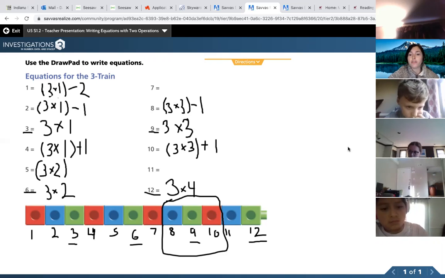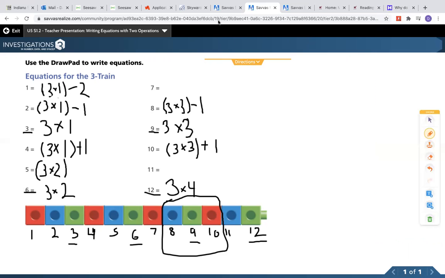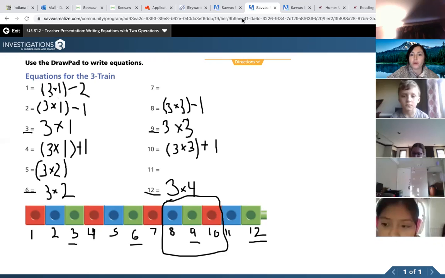Raylan, please put the phone away and pay attention. I've not received a chat from you once. Let's go. Put it away. I'm going to kick you out of the Zoom.